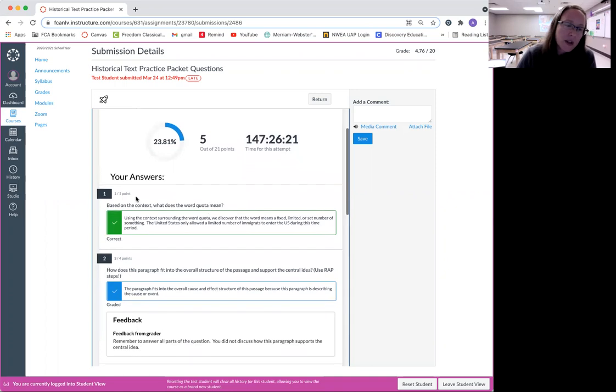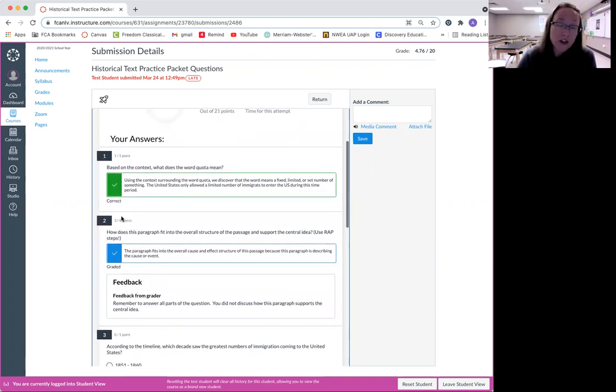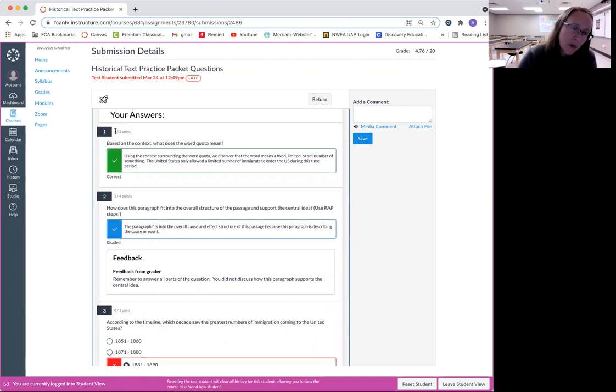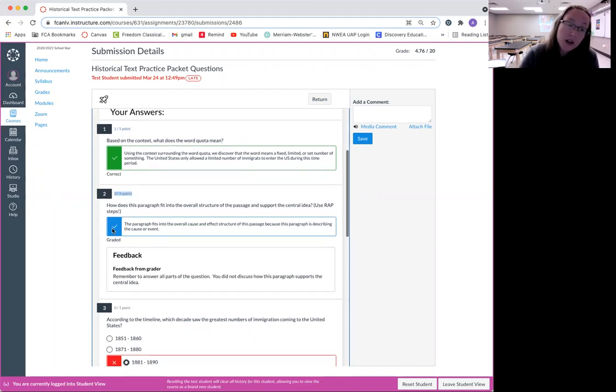All right, so let's go ahead and scroll down. You see these blue boxes. These are each of our questions. So for question 1, the question was, based on the context, what does the word quota mean? When you see this green check mark, that means you got that right, and you got full points for that question. You can always see the point value right next to the question number. Okay, let's look at question 2. This student received 3 out of 4 points. We still have a check mark, but now it's blue. This means that you received points for this answer, but it was not the full points.